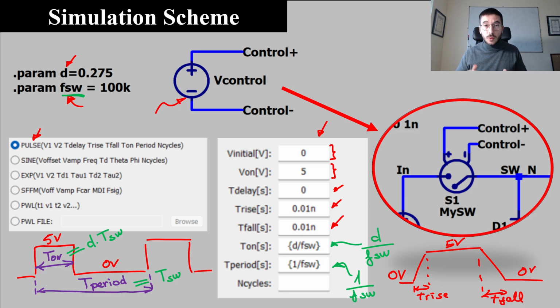So with this we have the simulation file on LTspice considering a very ideal scenario. In the next video, we are going to see the results we obtained.